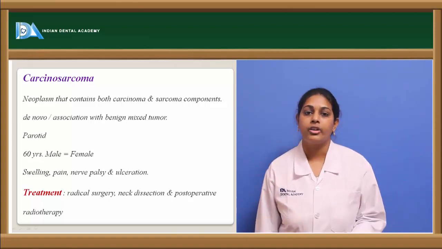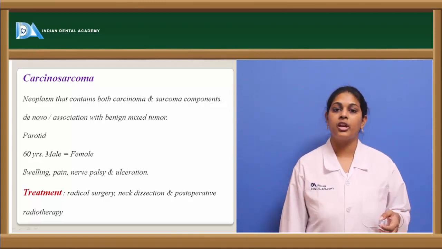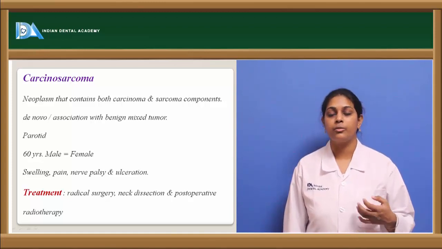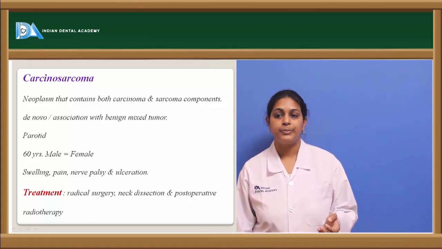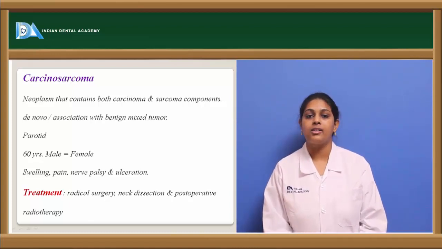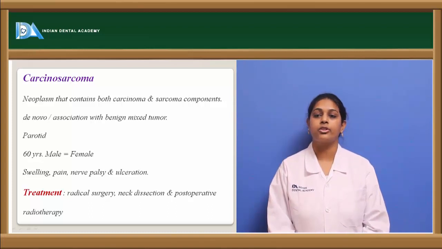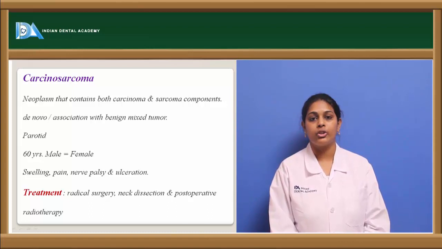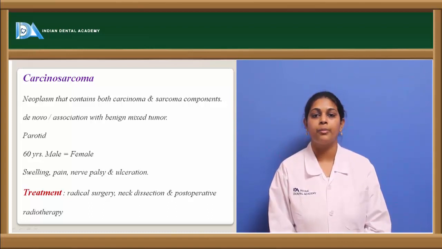That is, when the carcinosarcoma involves the parotid gland, the facial nerve might be involved, resulting in facial nerve paralysis. The treatment is usually a combination, wherein radical surgery is done along with neck dissection, and post-operative radiation can be done. Based on the stage of the tumor, the particular treatment is prescribed.